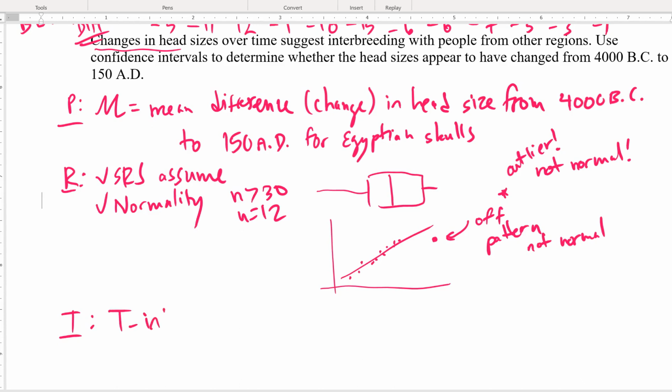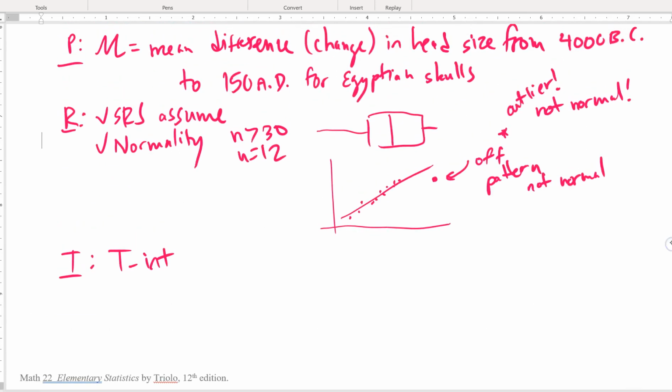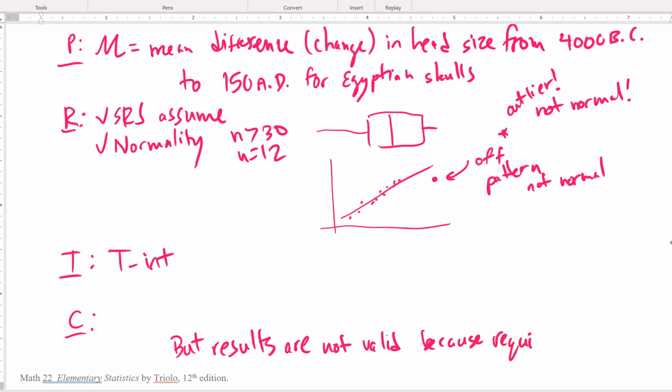Okay, so what I would recommend is running the test, running the interval, so t interval, and then at the end, when we get to our conclusion, just add a little caveat and go, but results are not valid because requirements were not met. Okay, so I would add that. I'd still run the test, and then I would just put that at the end.